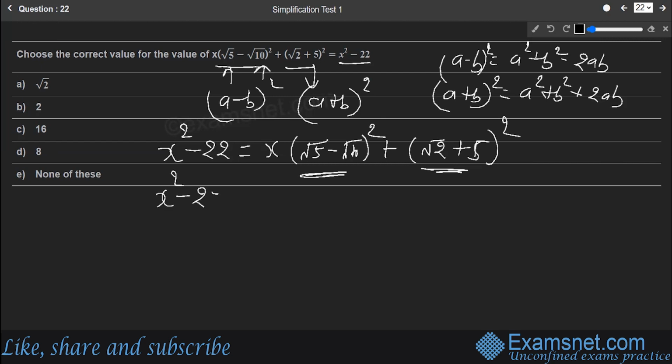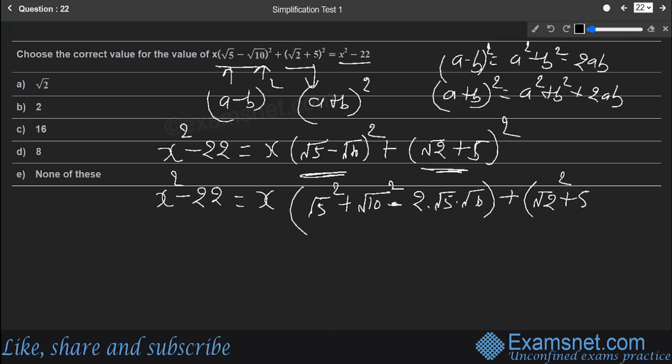So x square minus 22 is as it is, x is as it is, then this has to get multiplied by the other part. So root 5 minus root 10 whole square, we can expand, so it is going to be root 5 square, a square plus b square, so root 10 square, minus 2ab, so 2 into root 5 into root 10. And plus a plus b whole square to be opened, so root 2 square plus 5 square plus 2 into root 2 into 5. So this is the expression that I am ultimately left with. Now we are supposed to solve this.